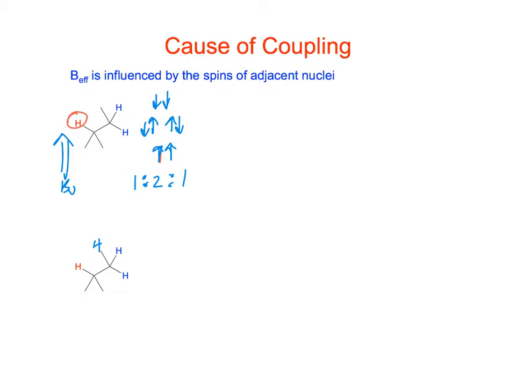in the possible combinations. All right, and so in this case, we get three peaks in a 1, oops, those should be more even, but the splitting should be even. In a 1 to 2 to 1 ratio. Okay, these distances between the peaks, we refer to these as J, and J is the coupling constant.